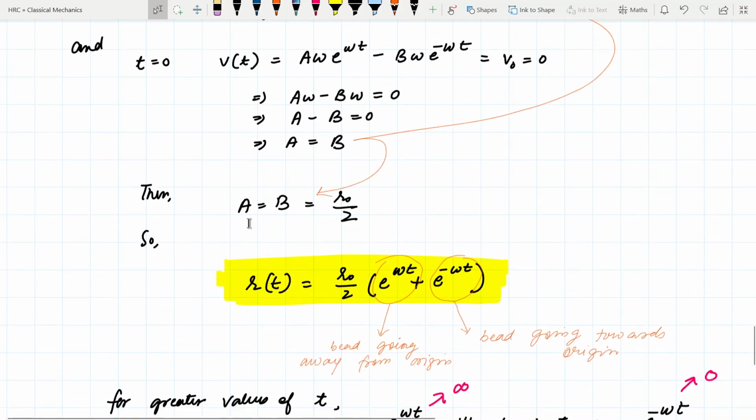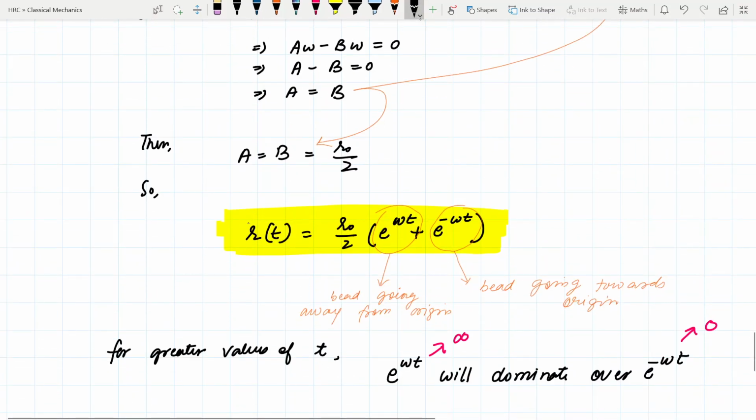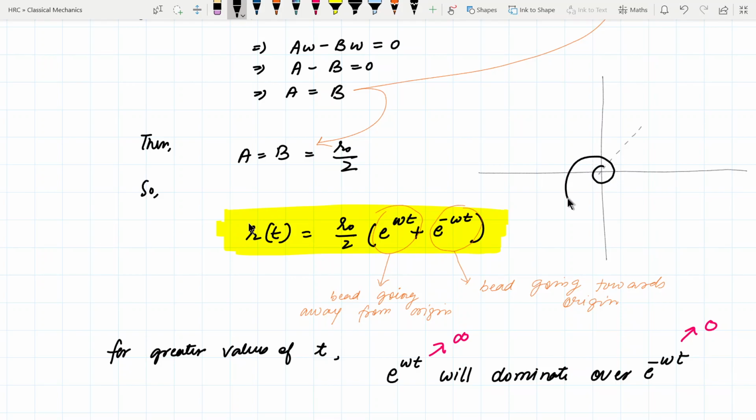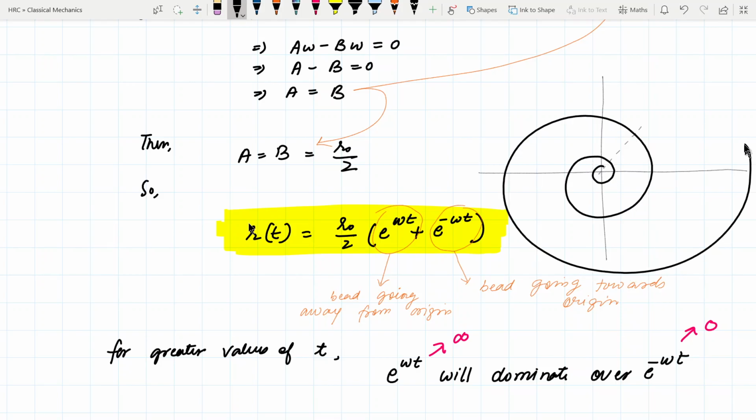So therefore, finally, what is the nature of the motion that is going to happen? It's basically exponential for higher values of t. Yes, so basically the angular velocity is a constant, the radius is increasing, so you will end up getting some kind of a spiral trajectory like this.